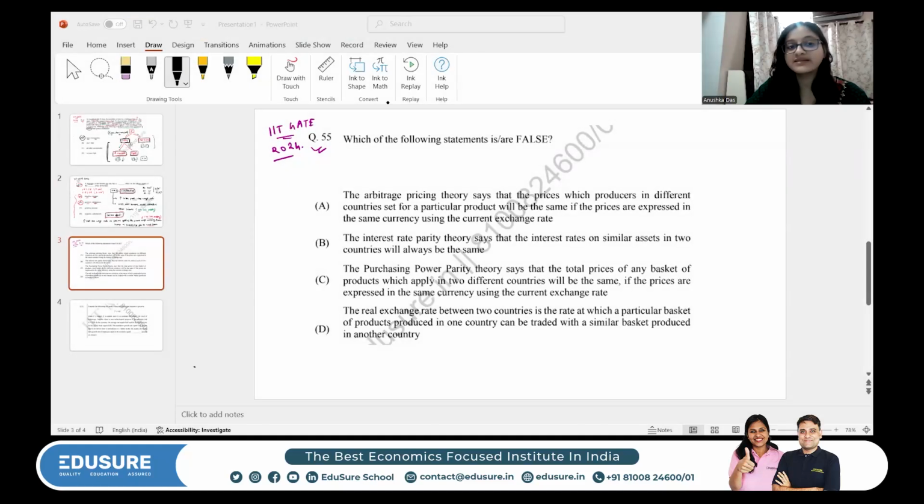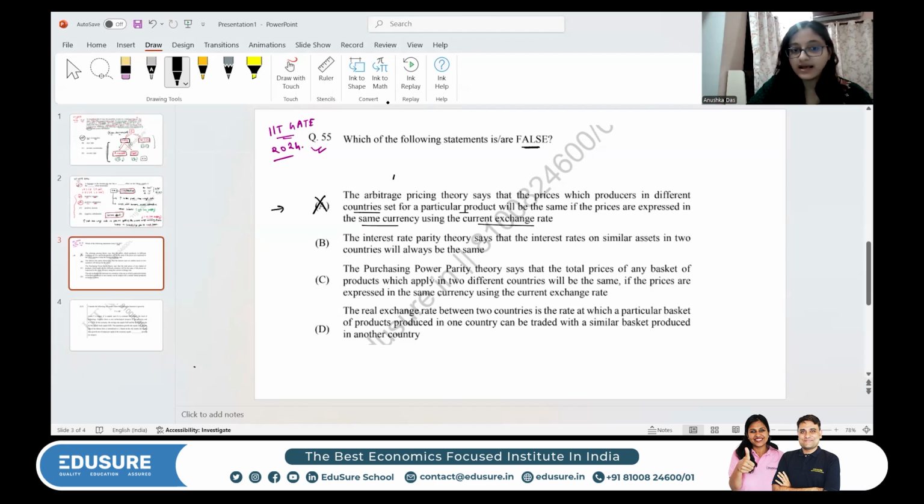Let's solve this question. This is from IIT GATE 2024, question number 55. It says, which of the following statements is or are false? So you have to mark all the incorrect options from here. The first option says, the arbitrage pricing theory says that the prices which the producers in different countries set for a particular product will be the same if the prices are expressed in the same currency using the current exchange rate. So this option is incorrect.